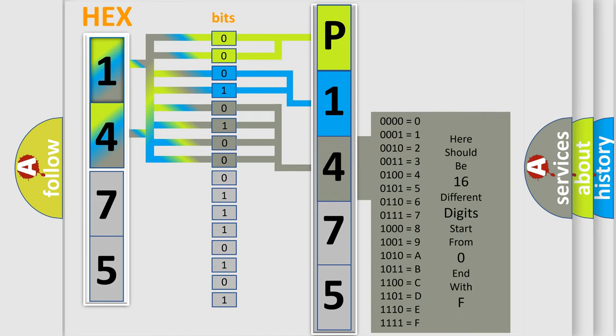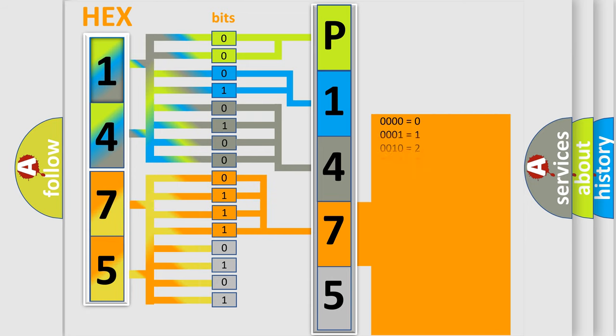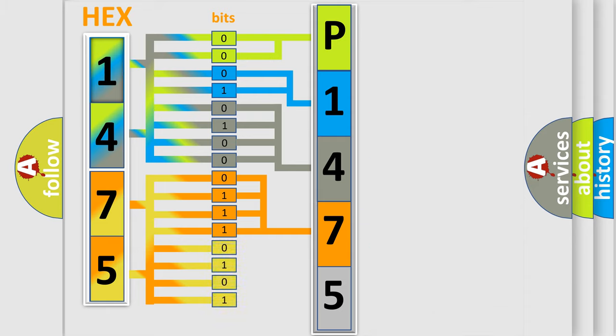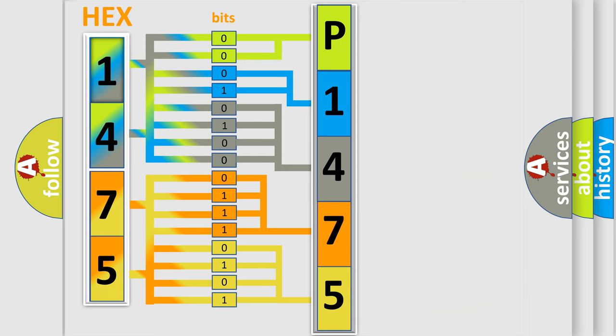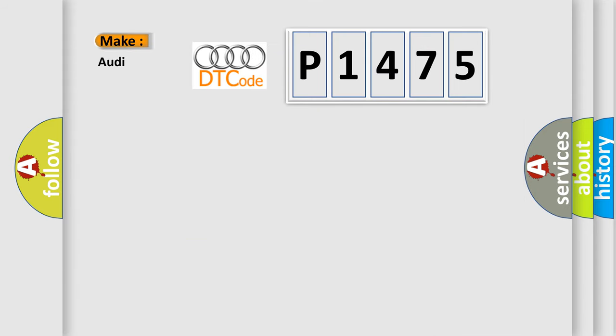The second byte is composed of a combination of 8 bits. The first 4 bits determine the fourth character of the code, and the combination of the last 4 bits defines the fifth character. A single byte conceals 256 possible combinations. We now know in what way the diagnostic tool translates the received information into a more comprehensible format. The number itself does not make sense to us if we cannot assign information about what it actually expresses. So, what does the Diagnostic Trouble Code P1475 interpret specifically for Audi car manufacturers?